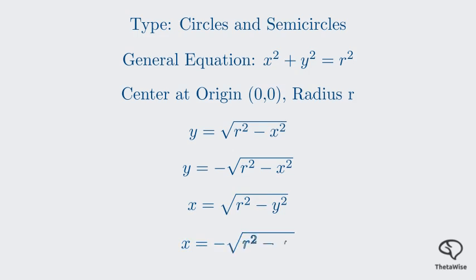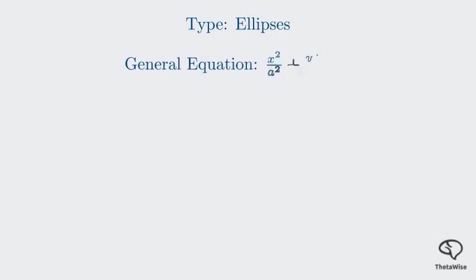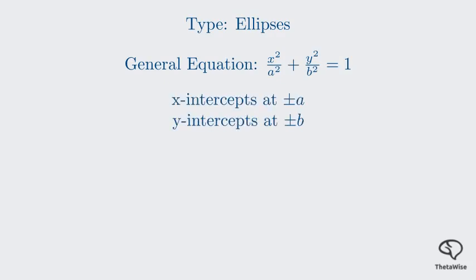This ability to isolate specific parts of a circle will be essential when we set up volume integrals by rotation. Next on our list are ellipses. An ellipse can be thought of as a stretched or squashed circle. Its general equation is x squared over a squared plus y squared over b squared equals 1. The constants a and b define the intercepts and shape. The x-intercepts are at negative a and a, and the y-intercepts are at negative b and b.